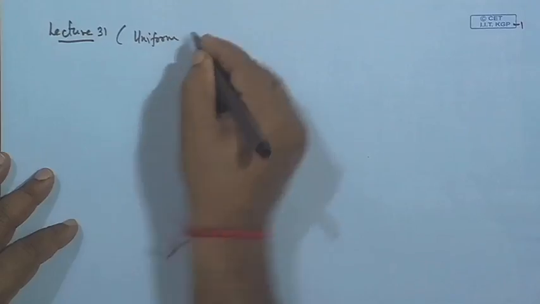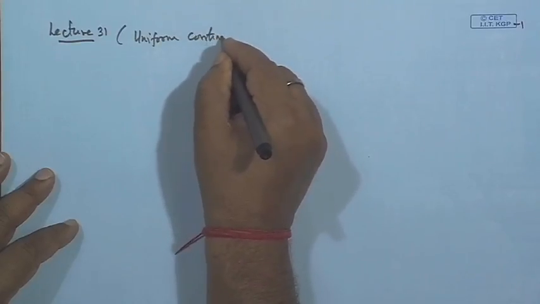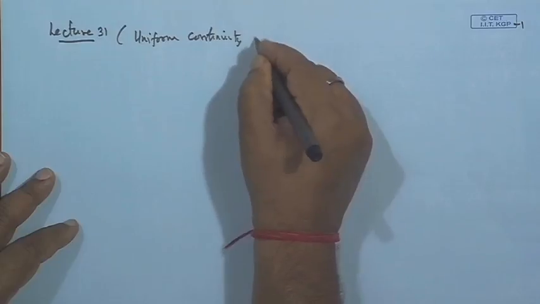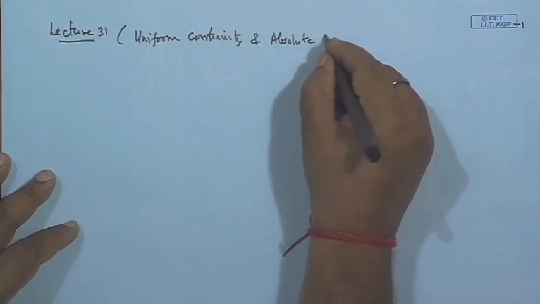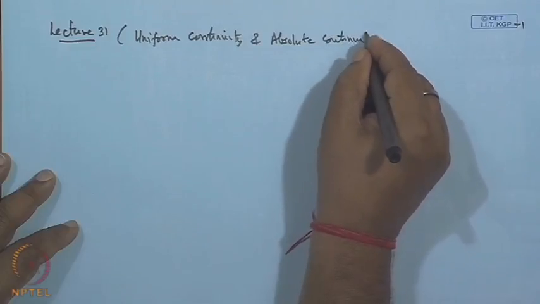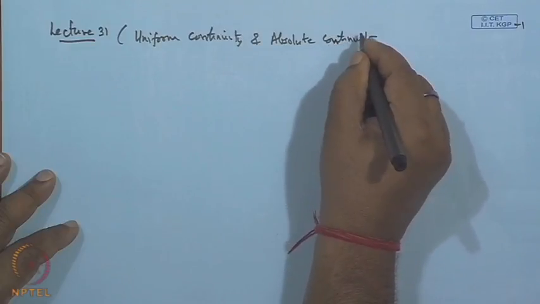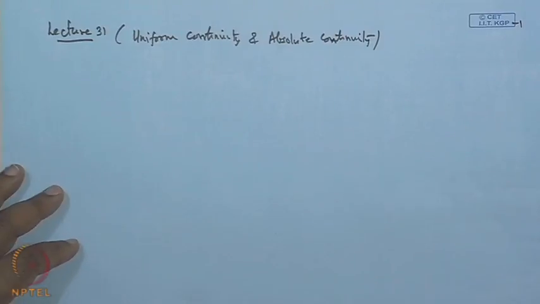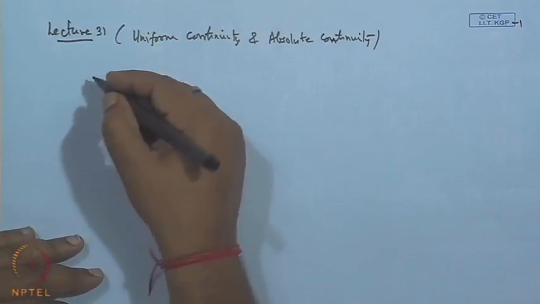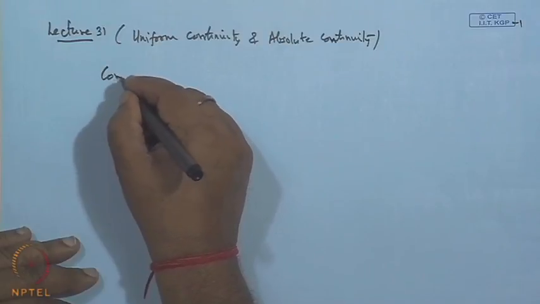Okay, so today we will discuss uniform continuity and absolute continuity. Let's see the first, uniform continuity. We have already seen the continuity definition.